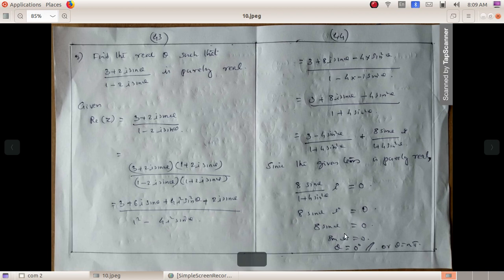Taking 8 to the other side, sin theta is equal to 0. When sin theta is equal to 0, theta is equal to 0 degree, or theta is equal to n pi. Okay, sin theta is equal to 0, sin 0 is 0, sin pi is 0, sin 2 pi is 0. We have seen the graph.